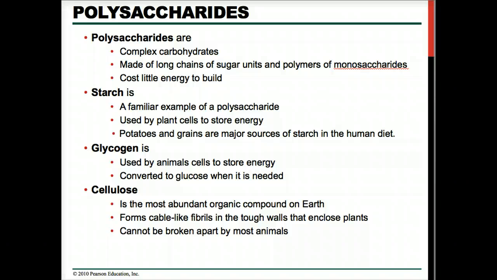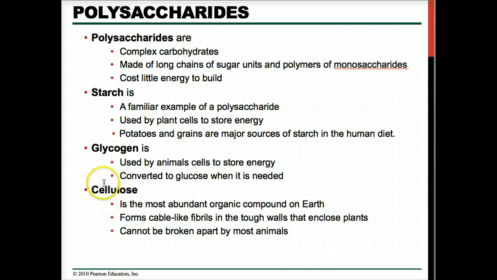The second example listed here is glycogen, and this is used by animal cells to store energy, and it's easily converted to glucose when it's needed. And the third example here is cellulose. So this is the most abundant organic compound on Earth. Forms these long cable-like structures within the walls of plants, and it cannot be broken apart by most animals.